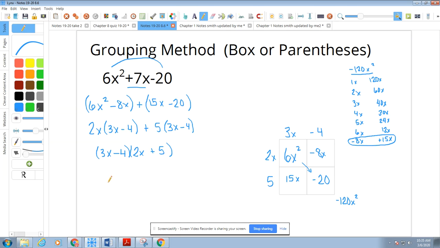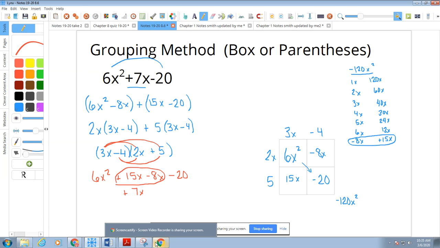And of course, to check it, I can multiply it together to make sure I get the original polynomial. So if I do 3x times 2x, I get 6x squared. Then if I do 3x times 5, I get plus 15x. Then if I do negative 4 times 2x, I get negative 8x. And negative 4 times 5 gives me negative 20. And then these two middle terms, again, combine to make the plus 7x that I had originally. And that's the grouping method.